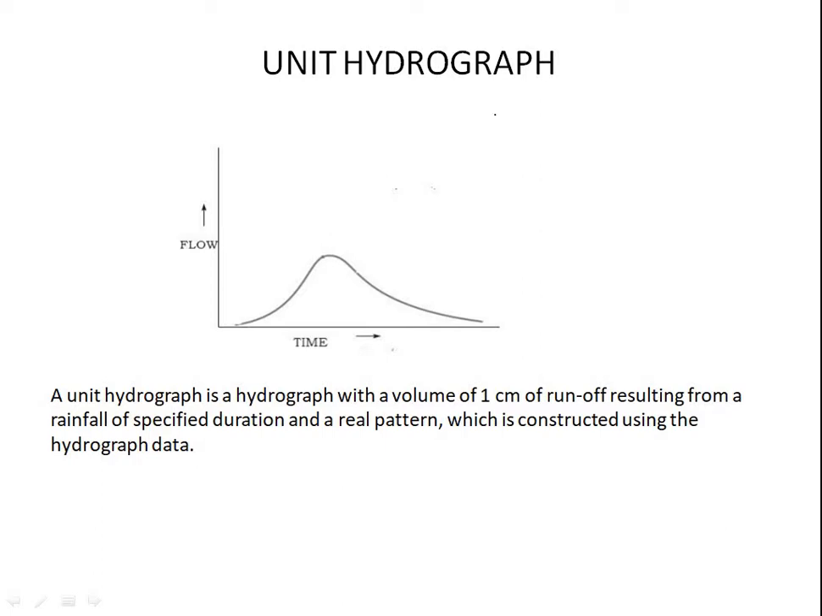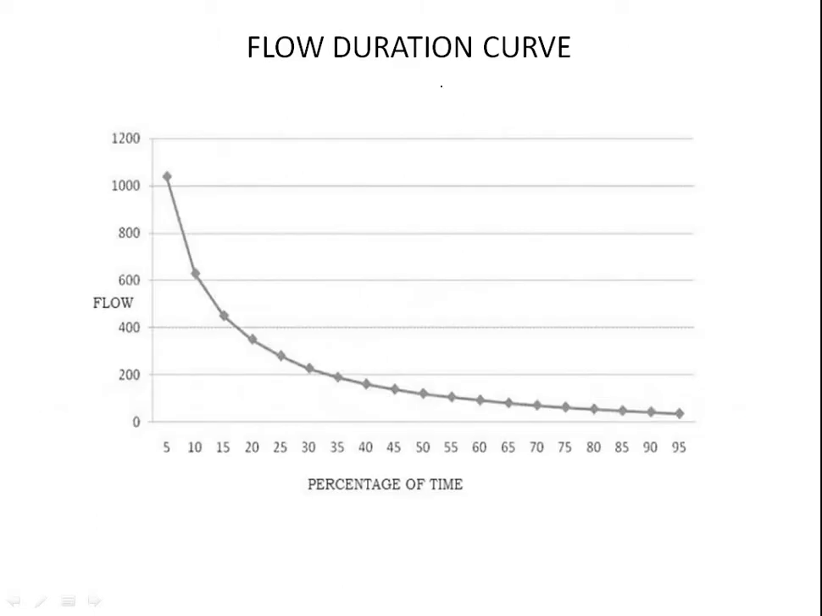So what is a unit hydrograph? A unit hydrograph is a hydrograph with a volume of 1 centimeter of runoff resulting from a rainfall of specified duration and areal pattern, which is constructed using the hydrodata. You can see the graph curve we have shown in the figure, that is flow versus time. The curve is nothing but the unit hydrograph. Next one, the flow duration curve.